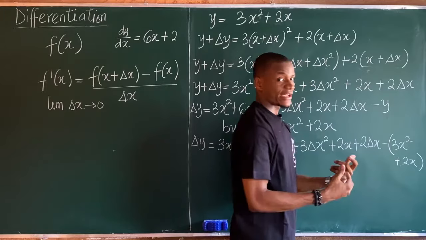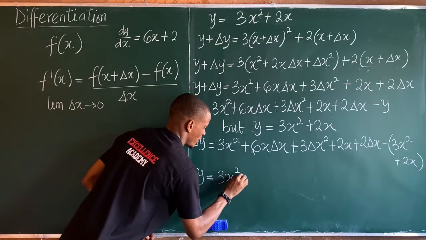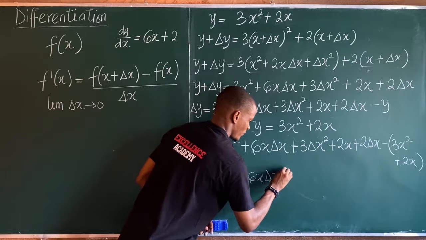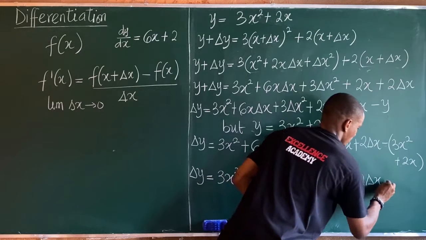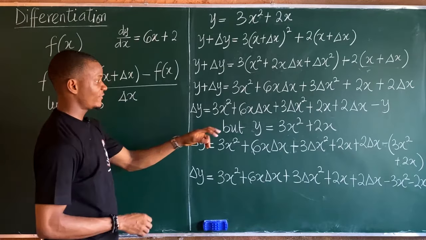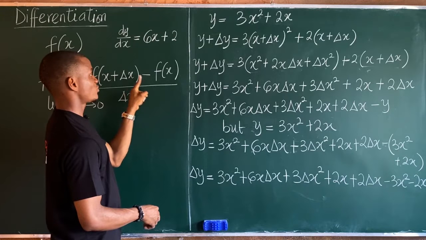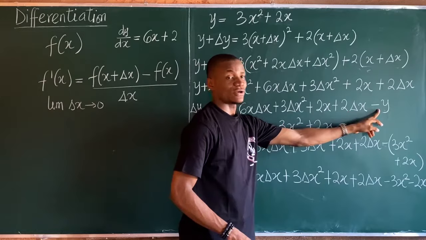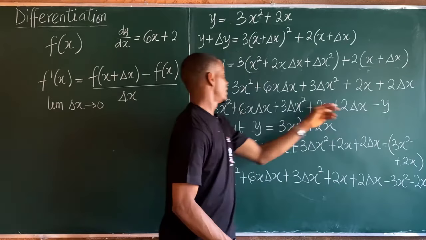So change in y is now equal to 3x squared plus 6x change in x plus 3 change in x squared plus 2x plus 2 change in x, minus 3x squared minus 2x. Now notice why I have minus y here. The first concept is subtract. When you add change in x to x, subtract this whole value by the function f of x, and that's what you have here. When I added change in x here, I subtracted the main function from this, so it became minus y, and that's the meaning of what you have here.